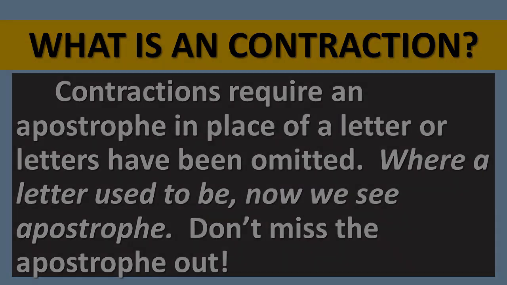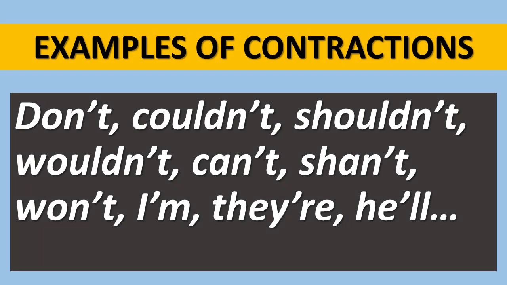And here are some examples of contractions. Don't, which is do and not. Could not becomes couldn't. Should not becomes shouldn't. Would not becomes wouldn't. We've got cannot becomes can't. I will or I shall becomes I'll. Will not becomes won't. A little bit archaic in that sense. It bucks the trend. We've got I am becomes I'm. They are becomes they're. He will is he'll, she will is she'll, they are is they're, and we are becomes we're.